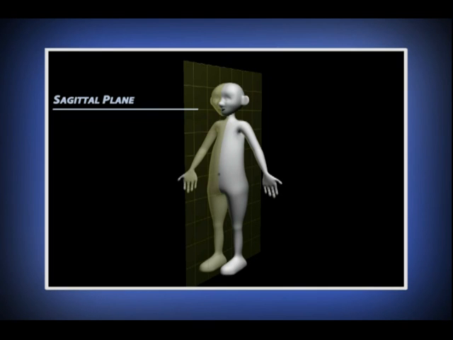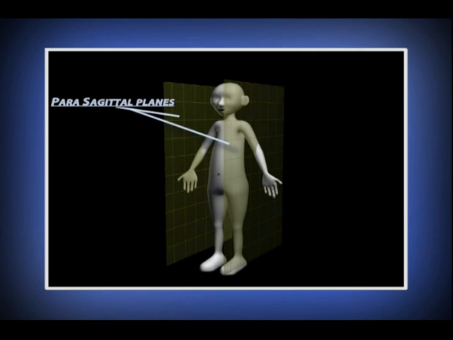More specifically, the mid-sagittal or median plane would be located at the spine and in the midline. For example, the median plane would pass through any of the midline structures such as the navel or the spine, and all other sagittal planes are specifically referred to as parasagittal planes and run parallel to that median plane.